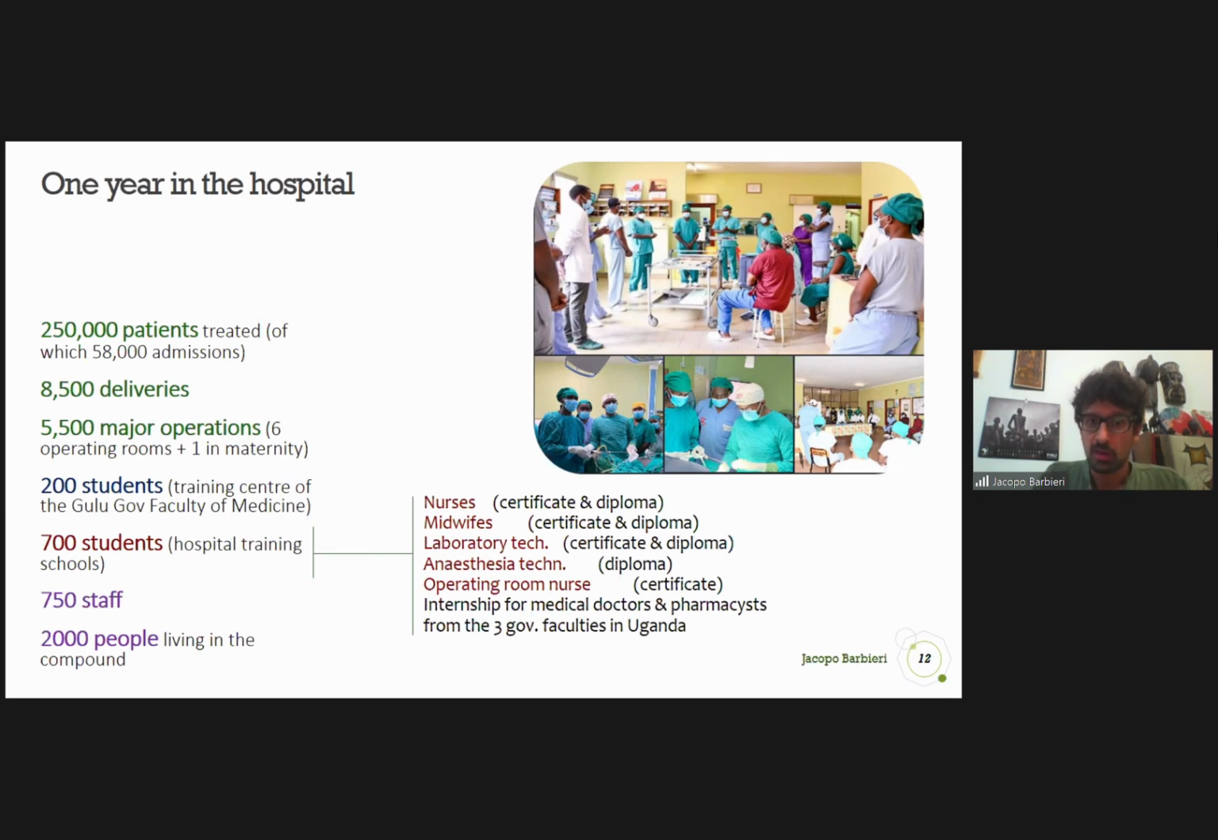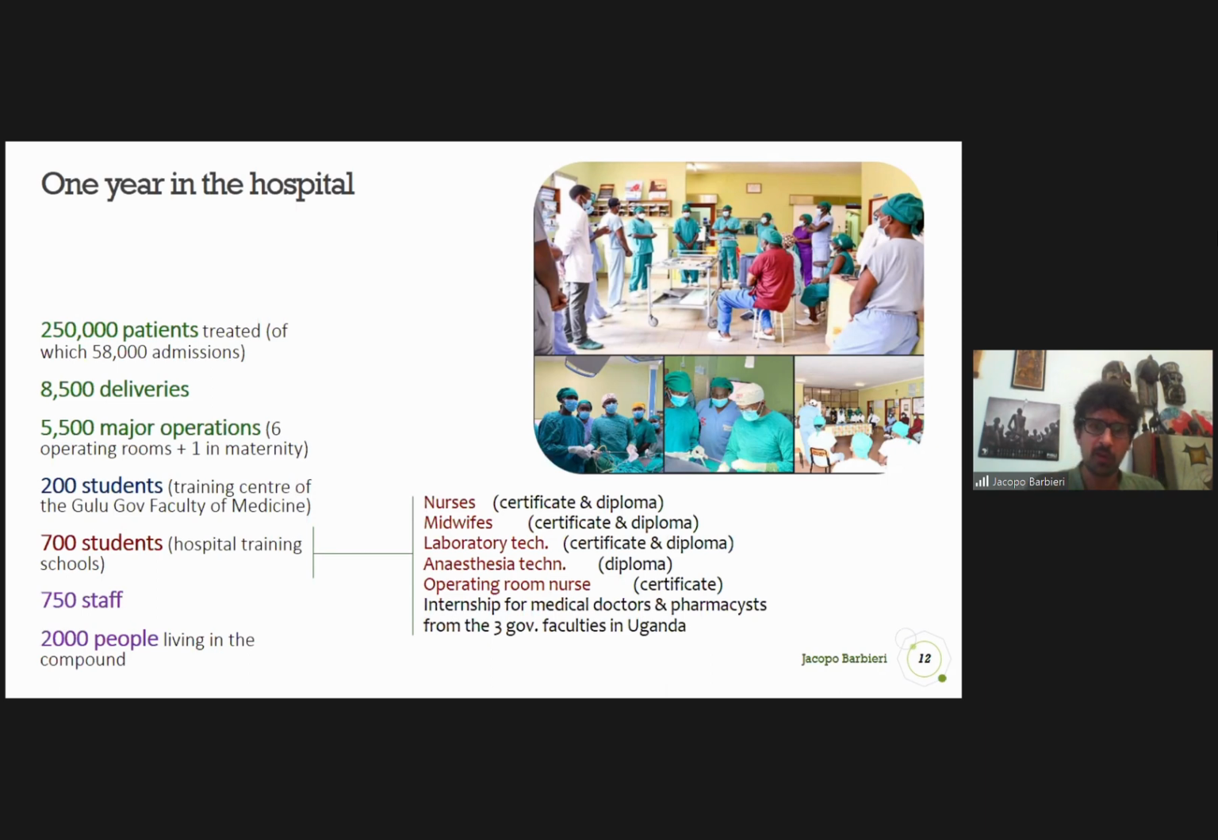It's not only a hospital, as I was saying, it's also a training center, because we consider training as a very important element for the sustainability of the system. So we have 200 in normal times. Now, of course, the thing has been disrupted. But in normal times, we had 200 students from the Faculty of Medicine from Gulu University, around 700 students from different kinds of training schools.